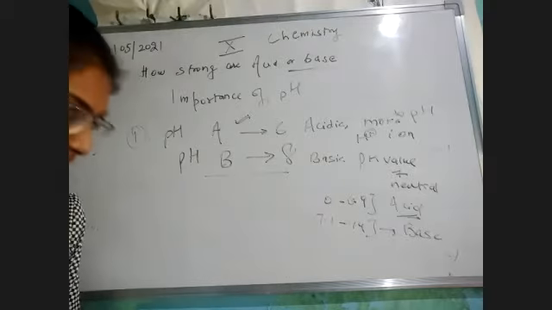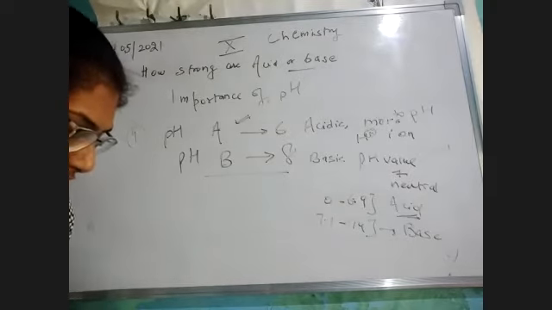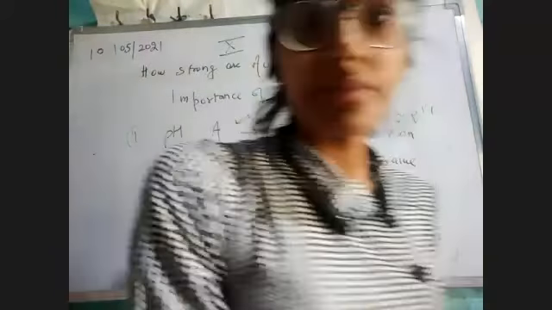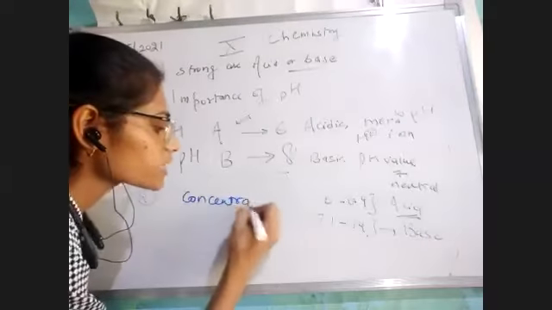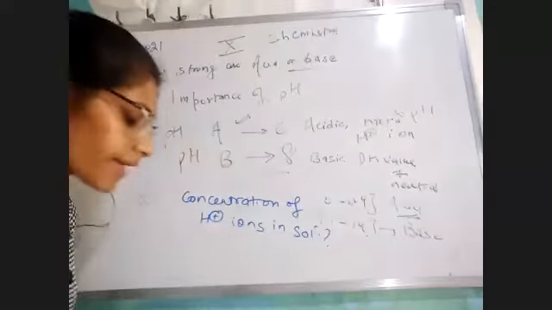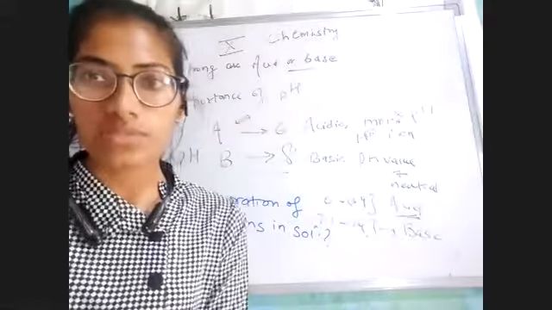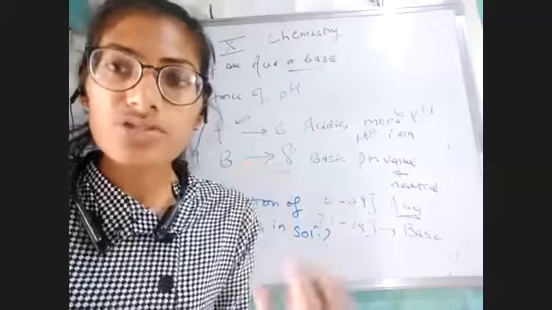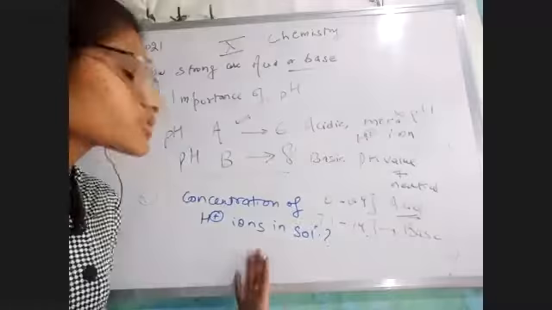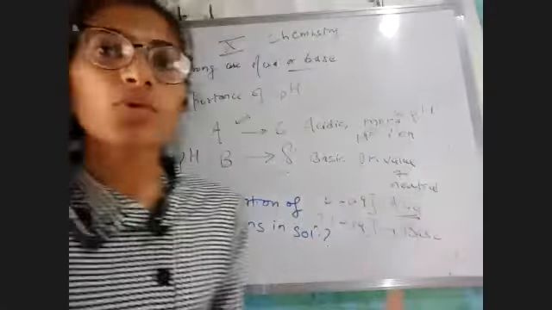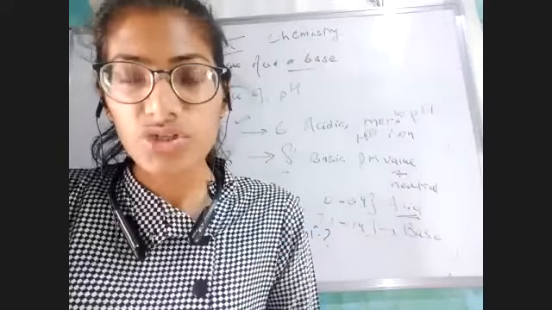Now let's move to our second question. What is our second question asking us? What effect does the concentration of H positive ions have on the nature of the solution? Now, we know very well that the concentration of H positive ions describes the strength of acidity. The more the H positive ion concentration, the stronger our acid is. So if the concentration of H positive ions is greater, that means there is a strong acid present. So we can say that the concentration of H positive ions is directly proportional to the acidic nature of our solution.